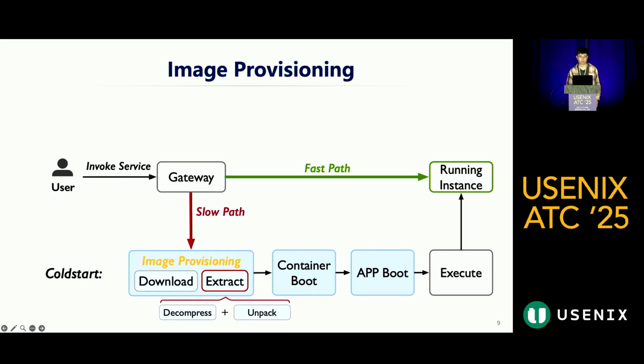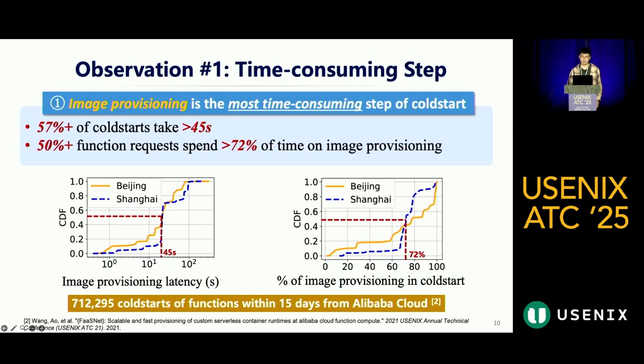And image provisioning is essential for creating a service instance, which is highly susceptible to network conditions and resource contention. The image provisioning includes download and extraction, with the extraction further divided into decompress and unpack. Based on our analysis, we present our first key observation: image provisioning is the most time-consuming step of cold start.